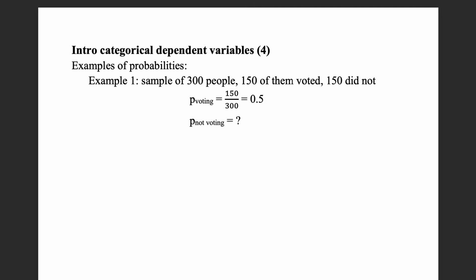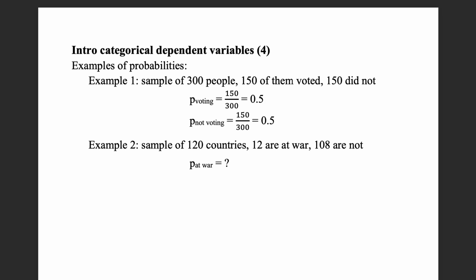Okay, what is the probability of not voting? Again, stop, think for yourself. What would be the probability of not voting? How would I need to calculate that? Great, you probably figured out that it works out to exactly the same thing. How many people experience the event of not voting? Well, 150 people. So the number of events is 150 divided by the number of observations, which is 300, because we have a sample of 300 people. That is also 0.5.